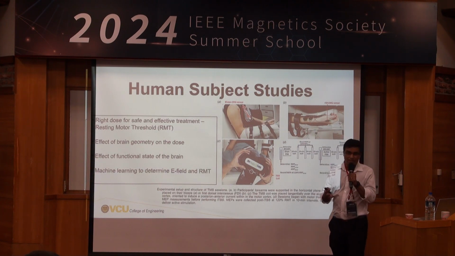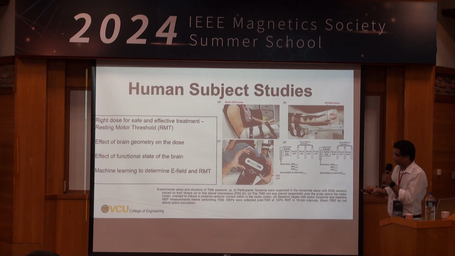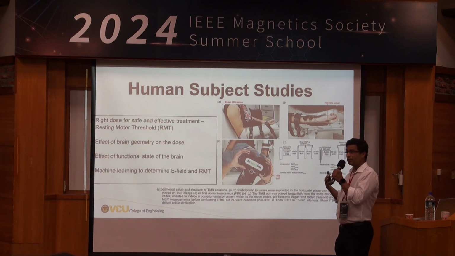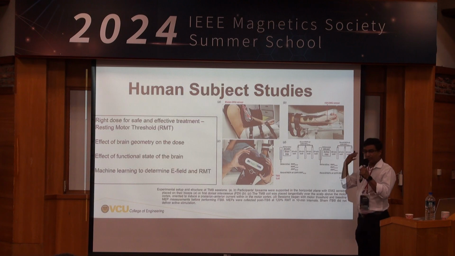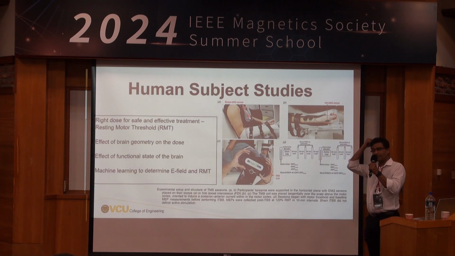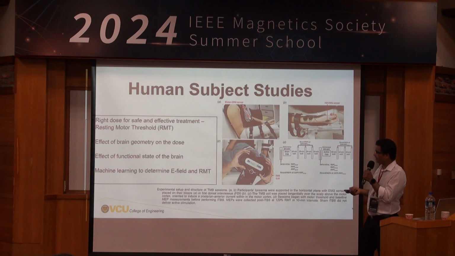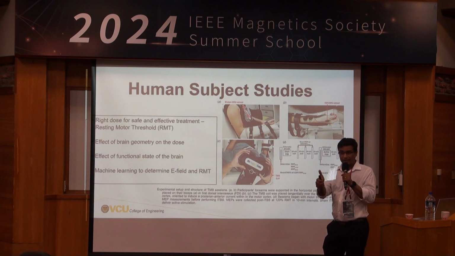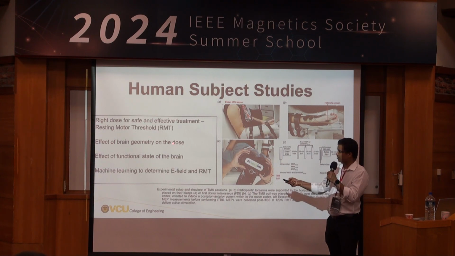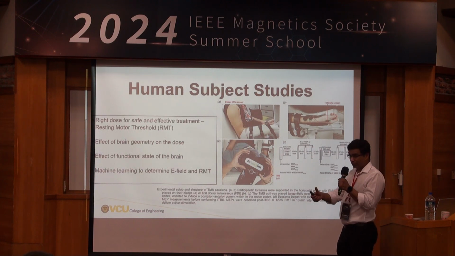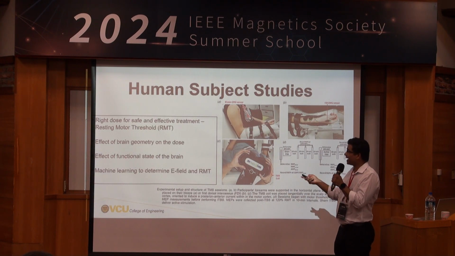In the first one, we recruited 10 healthy subjects, and we were looking at how the variation in the anatomy of the brain, that is the brain-scalp distance, the distance from the scalp to the surface of the brain, affects the TMS response. That is the twitch in the thumb, which is measured by RMT. And why is RMT, the twitch in the thumb intensity, important? Because that is the dose.